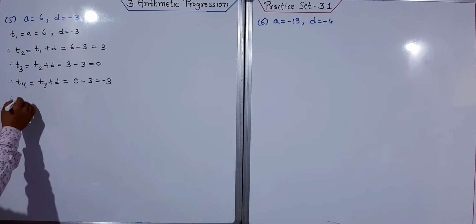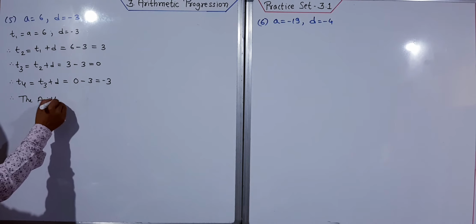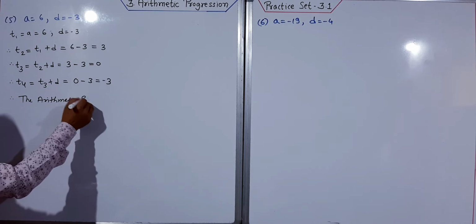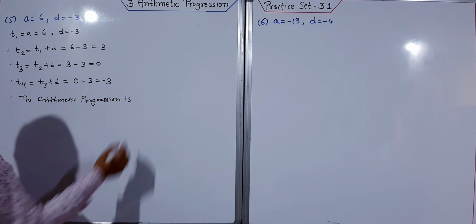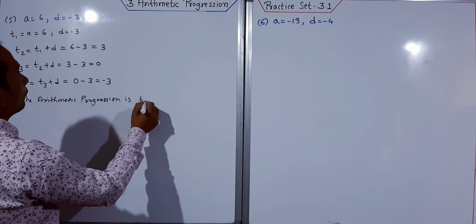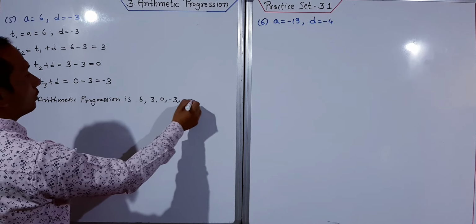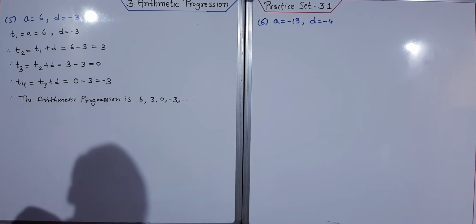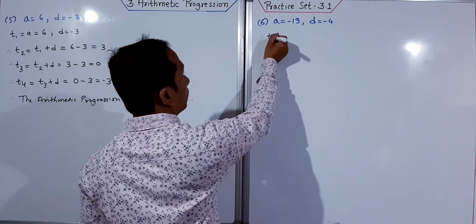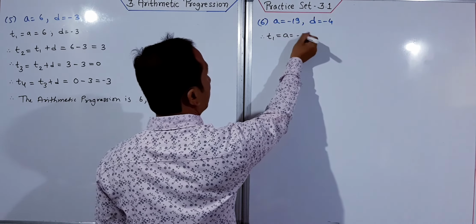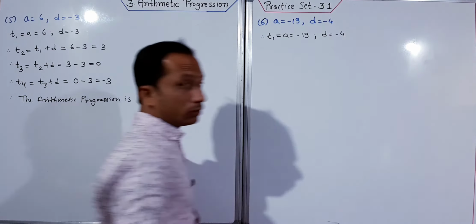Therefore the AP, arithmetic progression, is 6, then 3, then 0, minus 3 and so on. So in this way you have to solve this, very easy, because calculation is most important. Now the sixth: t1 is equal to A is equal to minus 19 and d is given as minus 4. You now solve this.